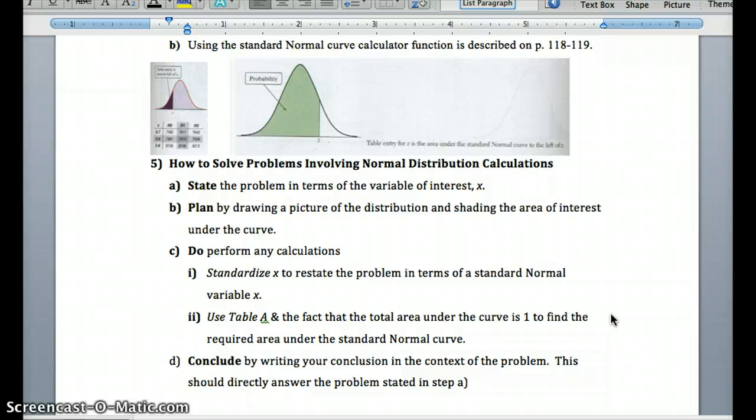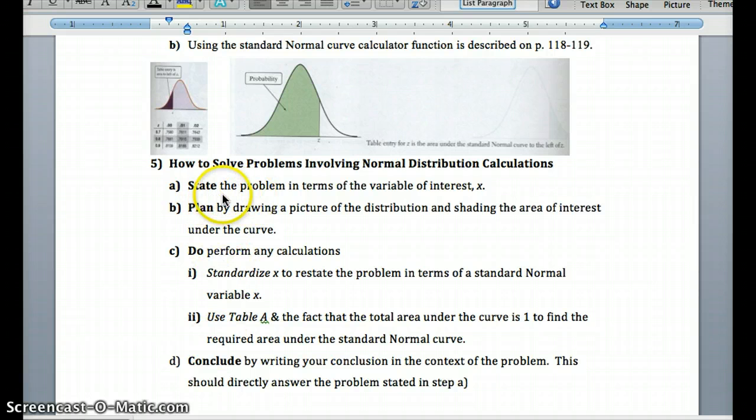Again, when we perform these calculations and solve problems, we're going to use state, plan, do, conclude. One way you could remember that is the SPDC: Statistics Problems Demand Consistency. Not my favorite acronym, but maybe it helps you.